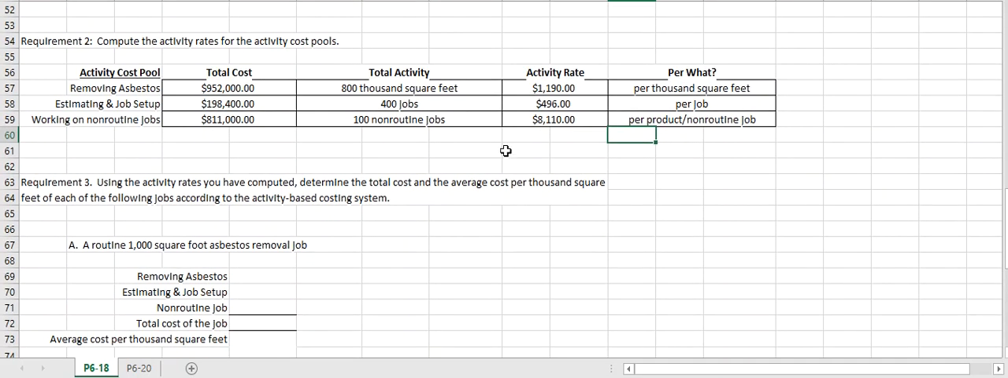Requirement 3 says, using the activity rates you have computed, determine the total cost and average cost per 1,000 square feet of each of the following jobs according to the activity-based costing system. So we're going to use these costs here. We're going to figure out the cost of 3 different jobs. So job A, it says a routine job, that's 1,000 square foot asbestos removal.